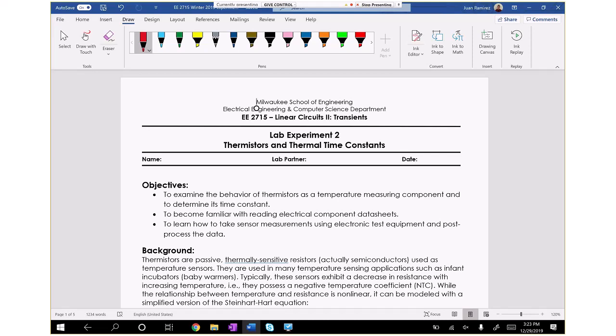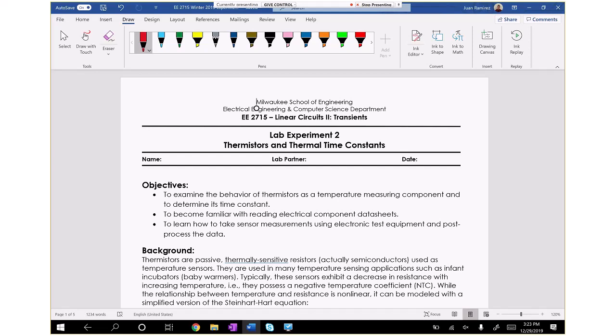Alright, so first we're going to talk a little bit about what this lab is about, what the objectives are, what's the background information, and then a little bit about the pre-lab and the actual experiment that we'll be doing. To start off with the objectives, we want to look at the behavior of thermistors and how they're used to measure temperature, and also look at time constants associated with those thermistors.